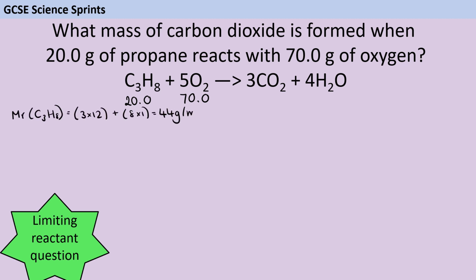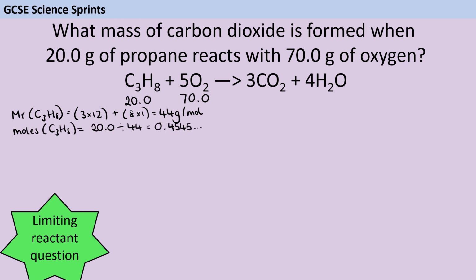And to calculate the relative formula mass, or the Mr, we add together the masses of all of the different atoms that are in that compound. So for instance, carbon has a relative atomic mass of 12, and in my propane molecule there are 3 carbon atoms, so I do 3 times 12 and so on. And I work out that the relative formula mass of propane is 44 grams per mole. So 1 mole weighs 44 grams. But I don't have 44 grams, I have 20 grams. So I need to do a little bit of calculating to figure out how many moles that would be.